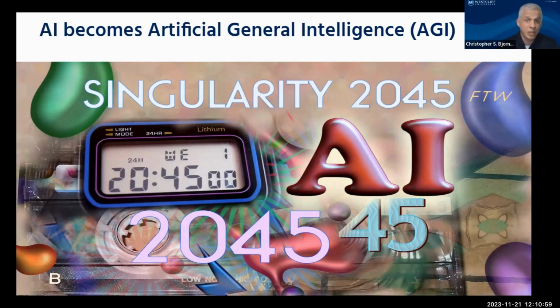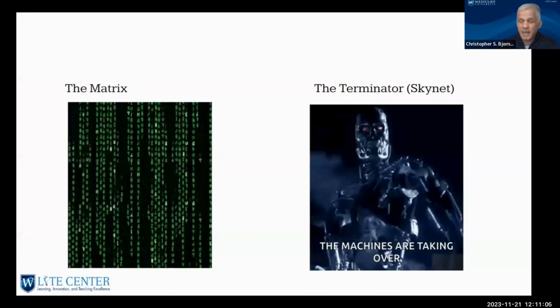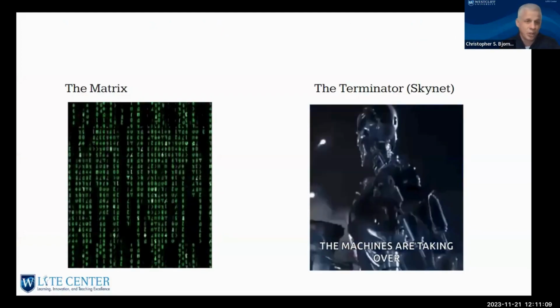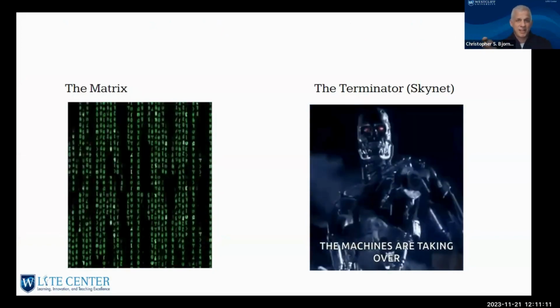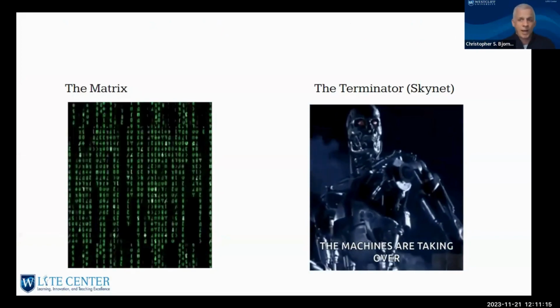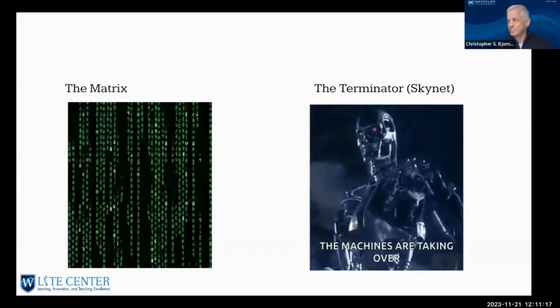So computers making computers and really going out there and just kind of doing their own thing is a little scary. So it made me think of these two movies, The Matrix and The Terminator. So that's what I think of when I think of the singularity and this kind of breakaway from human control.